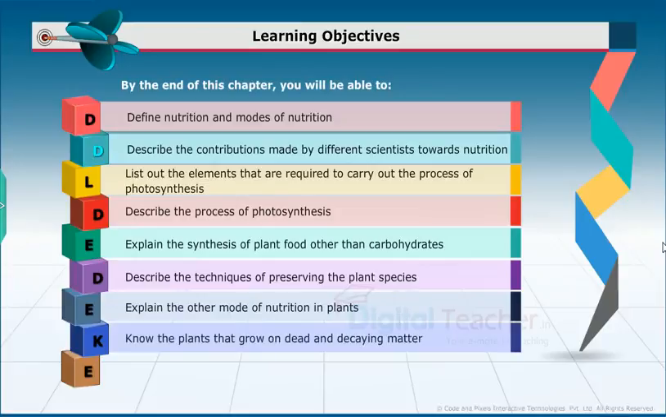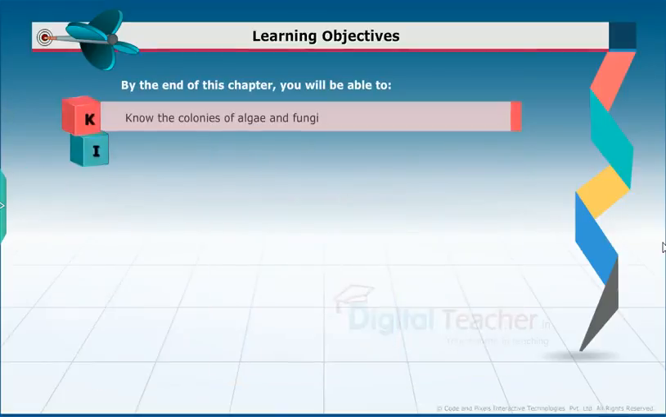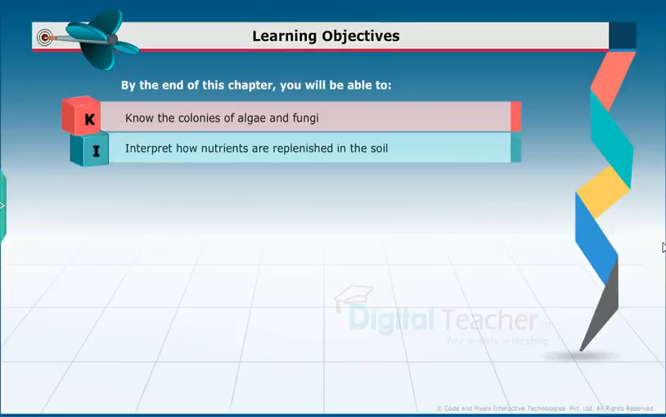Know the plants that grow on dead and decaying matter. Explain the process of a special mode of obtaining nutrition. Know the colonies of algae and fungi. Interpret how nutrients are replenished in the soil.